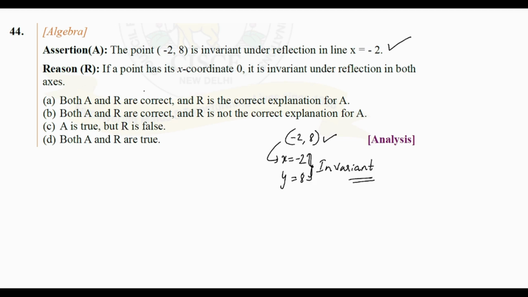Now, if a point has its x coordinate 0, it is invariant under reflection in both the axes. No, look at this. Its x coordinate is 0. X coordinate is 0 means what? It is on the y axis. Any point randomly I have taken. They are saying it is invariant in both the axes. No, it cannot be invariant in the x axis. Somewhere here we get, when you reflect it in the x axis, right? It is invariant in the y axis is true, but not in both the axes. So what should be my answer? A is true, R is false. The option number C should be my answer. Clear, children? That is about the 44th question.